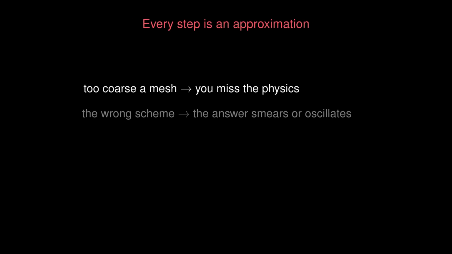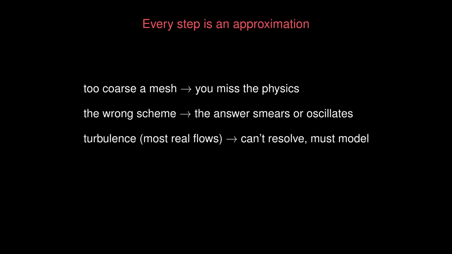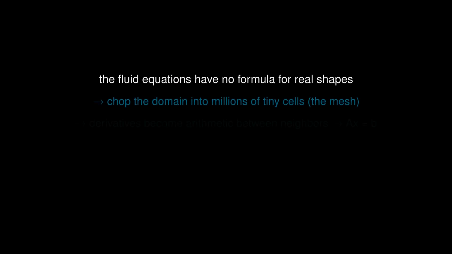And here's the honest part. Every step in that pipeline is an approximation, and every approximation is a place error can creep in. Too coarse a mesh, and you miss the physics. The wrong numerical scheme, and your answer smears or oscillates. Turbulence, which is most real flows, can't be fully resolved, so it has to be modeled. A CFD result is not truth handed down, it's a careful estimate, and trusting it is a skill you have to earn. That really is what the rest of this series is about, each piece of this pipeline, and how to get it right. So that's CFD in one breath.